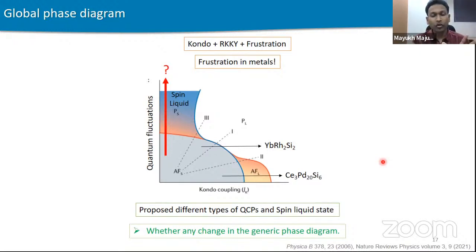Okay, so now the main goal of our study that we'll be discussing in the coming slides is whether the generic phase diagram that I have shown in the beginning about the quantum critical point is also valid where you have frustration. Other than Kondo and RKKY, if you have frustration, can the incorporation of frustration change the generic phase diagram of this quantum critical point? So after getting this idea, the next step is to look for a promising candidate system which can give rise to this kind of physics.